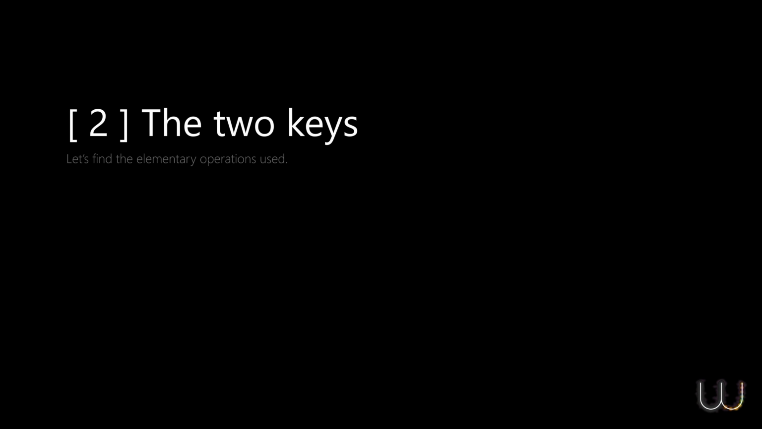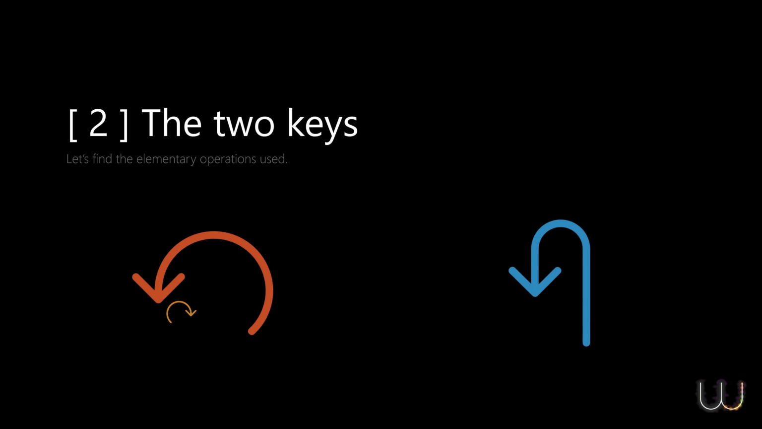Now we should talk about the two keys, the two real keys that will solve this problem. So these are the elementary operations that we've already used and discussed. So these are the rotation and the flipping of a card. So let's talk about the easier one.